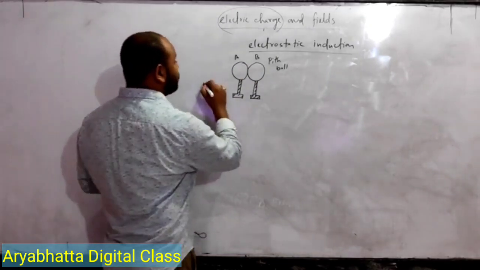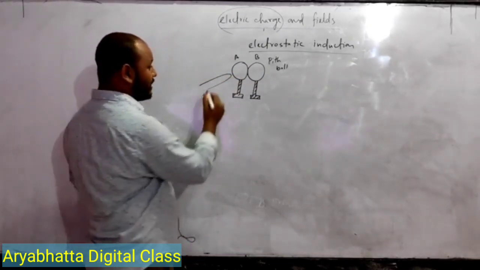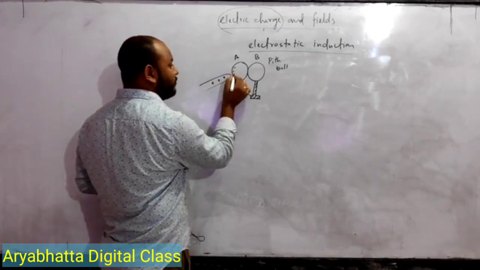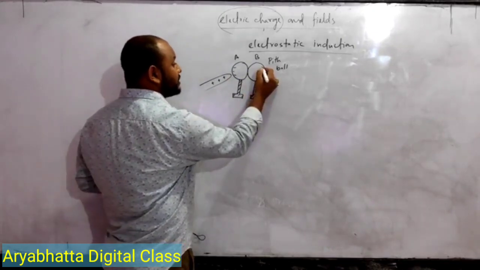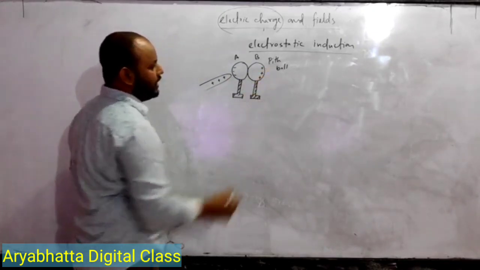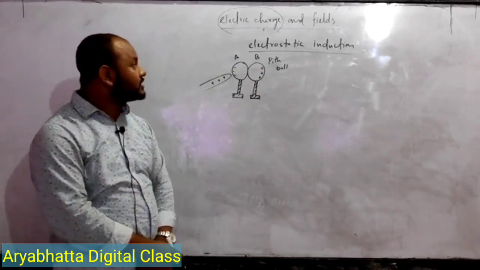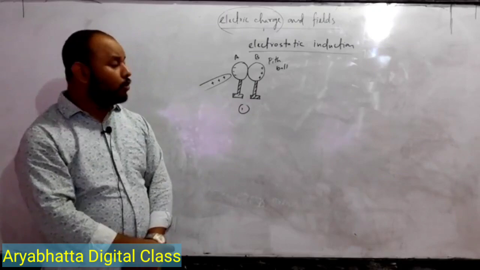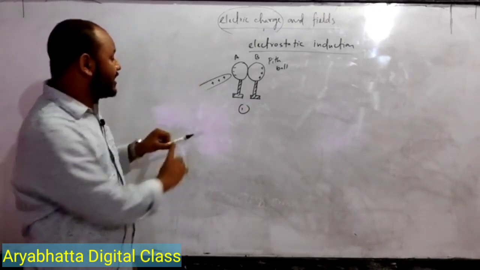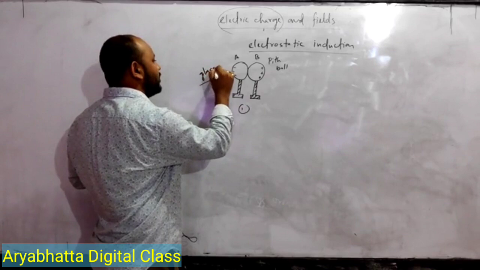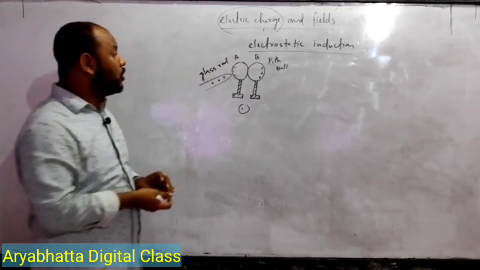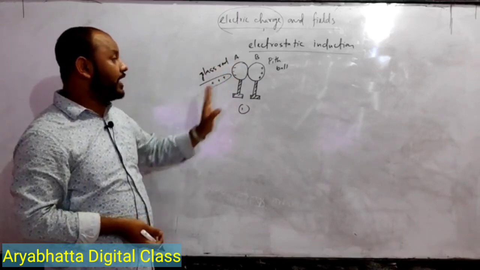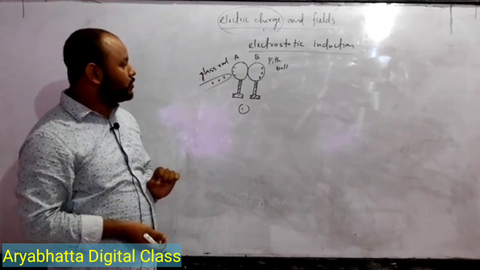Whenever you bring an electrified glass rod, this is an electrified glass rod, what happens? Opposite charges develop at its closer end and similar charges develop at its further end. This phenomenon is known as electrostatic induction. This is our picture one. Whenever you bring an electrified glass rod, opposite charges appear at its closer end and similar charges appear at its further end. This is our electrostatic induction.